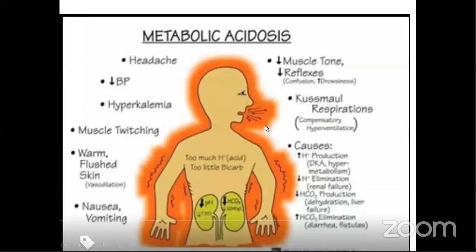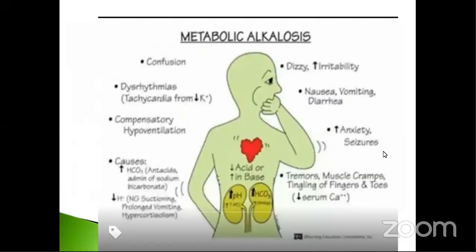Okay, this sketch represents the presentation of the patient with metabolic acidosis and metabolic alkalosis. There is no specific presentation. For example, for metabolic acidosis, mild respiration, you can see it in DKA cases, right? And this metabolic alkalosis patient again presents with confusion, dysrhythmias, and compensatory hyperventilation, etc.